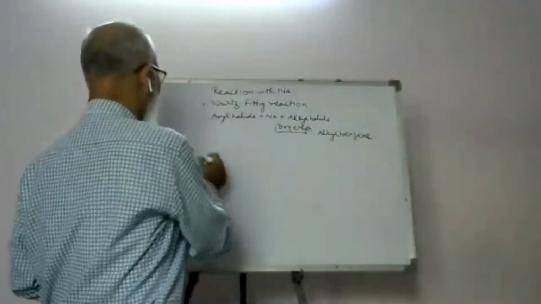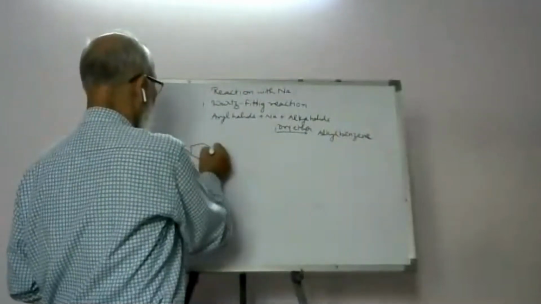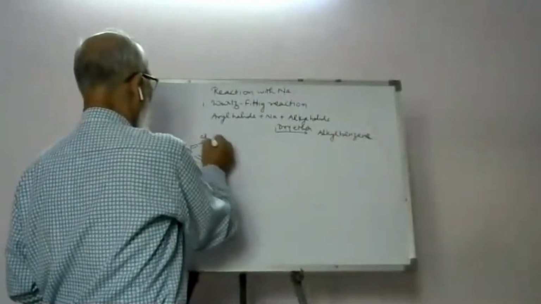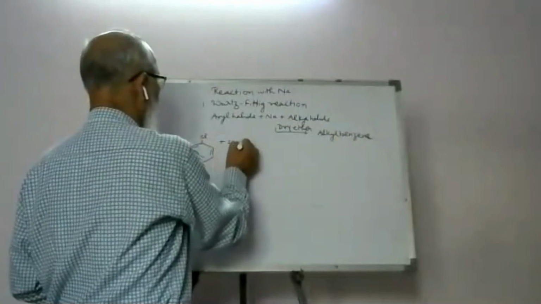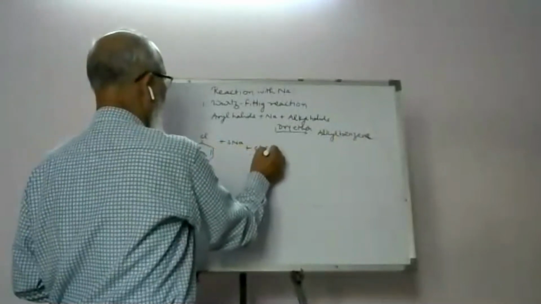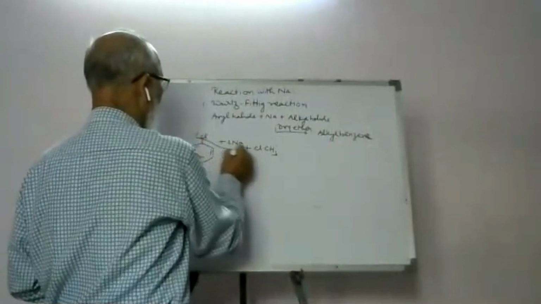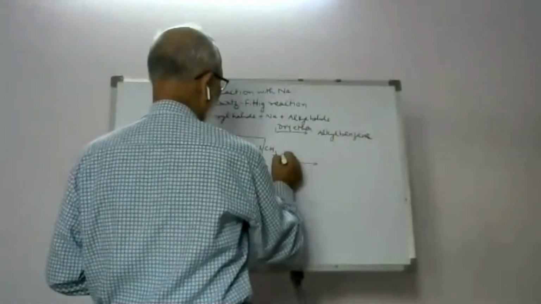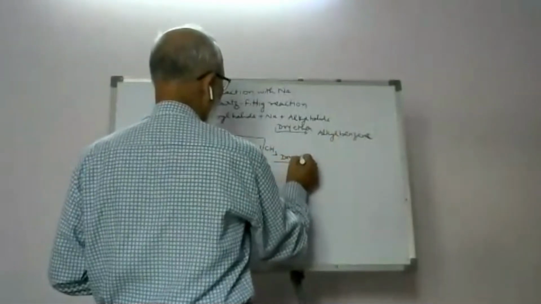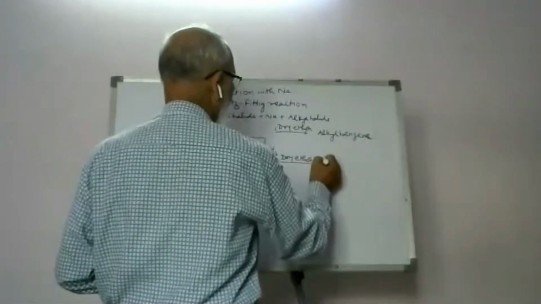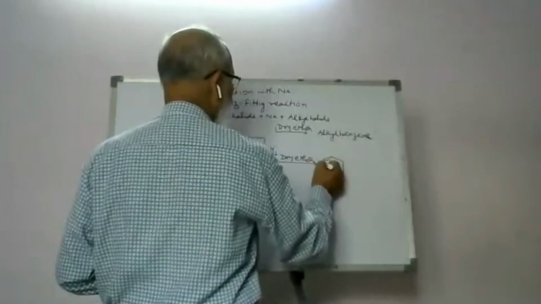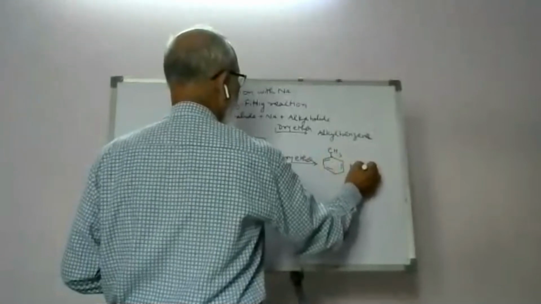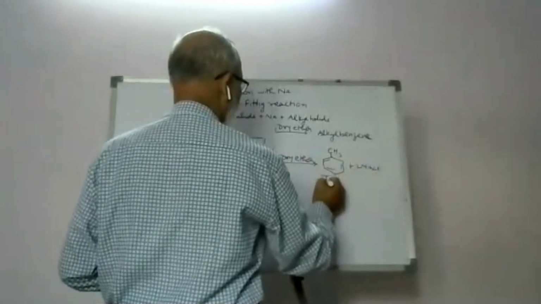As for example, this is your chlorobenzene when it reacts with sodium and we take methyl chloride here. There is formation of toluene, also known as methyl benzene, plus 2NaCl. This is your toluene.